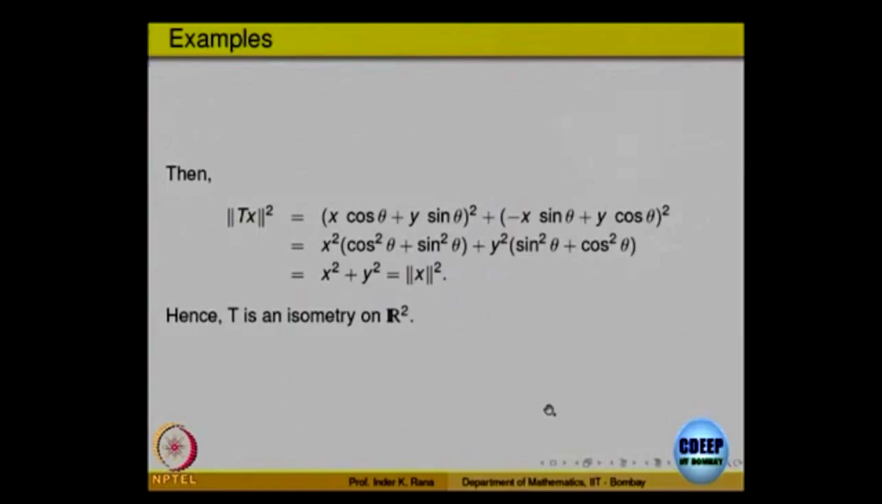What about translations? Translations are not linear, so we can't call them isometries, but they are called rigid motions. What about reflection in R2? If we take a line and reflect as if that is a mirror, every point is reflected, not necessarily about the x-axis or y-axis, but any line. Physically it should not change angle or distance. So you can try that.